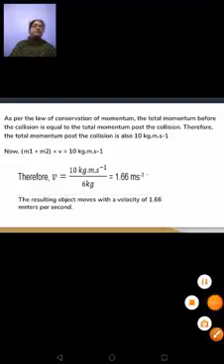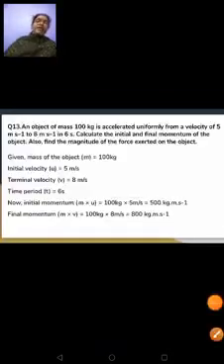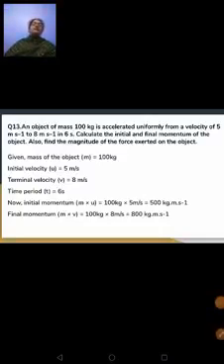Let's move on to the next sum. Now, the next sum. This is a very easy sum. Just look at the sum now. An object of mass 100 kilogram is accelerated uniformly from a velocity of 5 meter per second to 8 meter per second in 6 seconds. Calculate the initial and final momentum of the object. Also find the magnitude of the force exerted on the object.